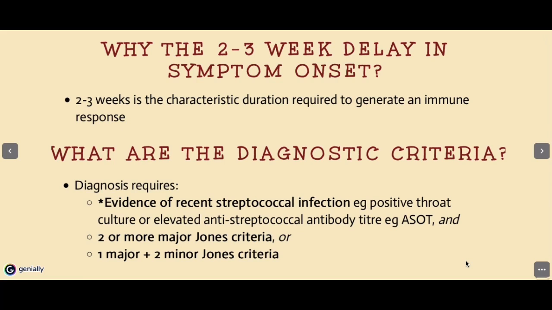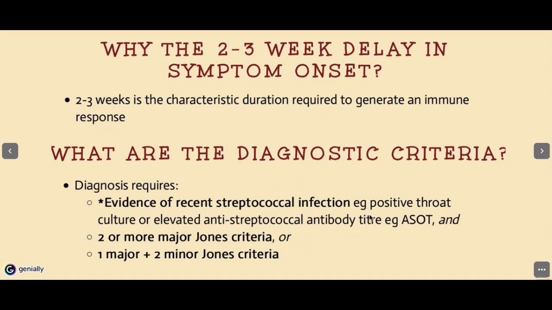So what are the diagnostic criteria for rheumatic fever? The diagnosis requires, number one, this is a must-have, and that is evidence of recent streptococcal infection. So it could be either in the form of a positive throat culture during the episode of streptococcal pharyngitis, or if it's a little bit later, maybe elevated anti-streptococcal antibody titer, such as anti-streptolysin O titer or ASOT. So this is a must-have.